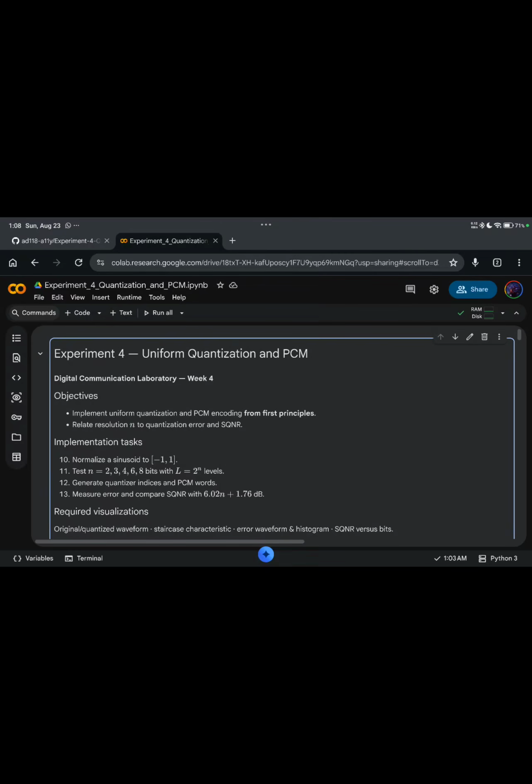The main objectives are: one, normalize a sinusoidal signal, apply uniform quantization using different representations, generate quantizer indices and PCM words, measure quantization error and SQNR, and compare the measured results with theory. The experiment also includes waveform plots and error analysis, loading factor analysis, and a comparison between mid-rise and mid-tread quantizers.